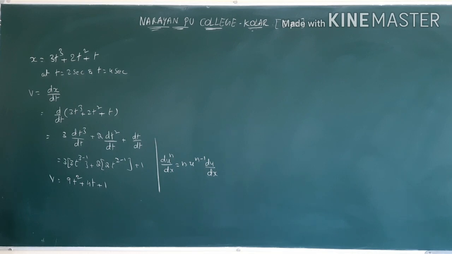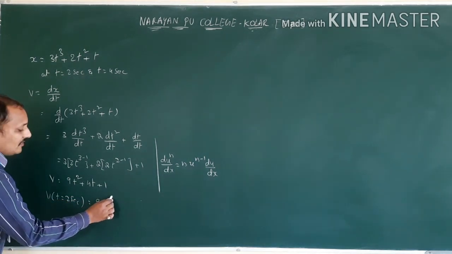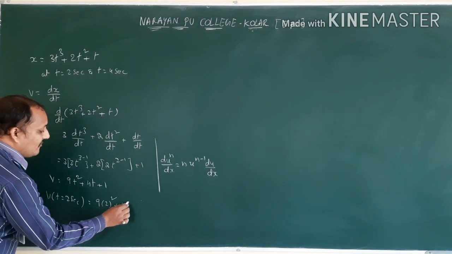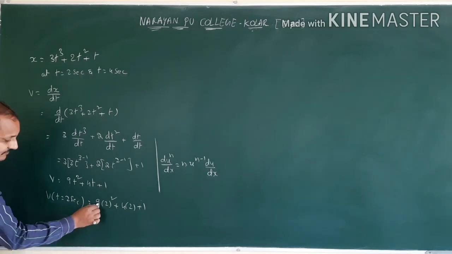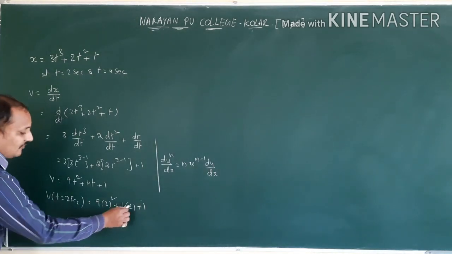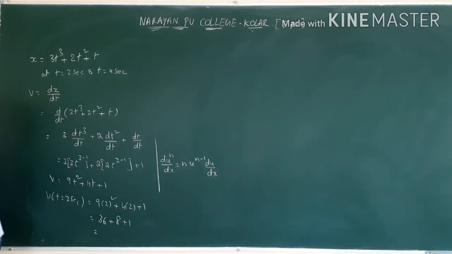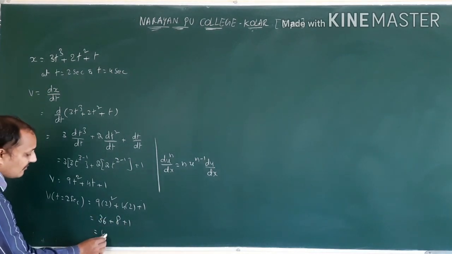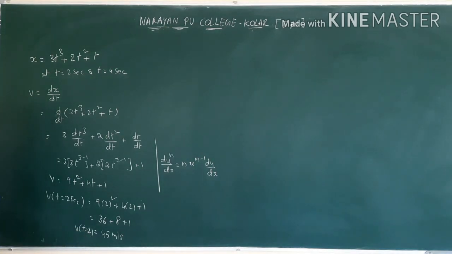They are asking velocity at time t equal to 2 seconds. So velocity at time t equal to 2 seconds is equal to 9 into, in place of t how much we have to write? 2. So 9 into 2 square plus 4 into 2 plus 1. So 9 into 2 square, 4, 9 fours, 36, 4 twos, 8, plus 1. So 36 plus 8, 44, plus 1. So 45 meter per second. This is velocity at time 2 seconds.